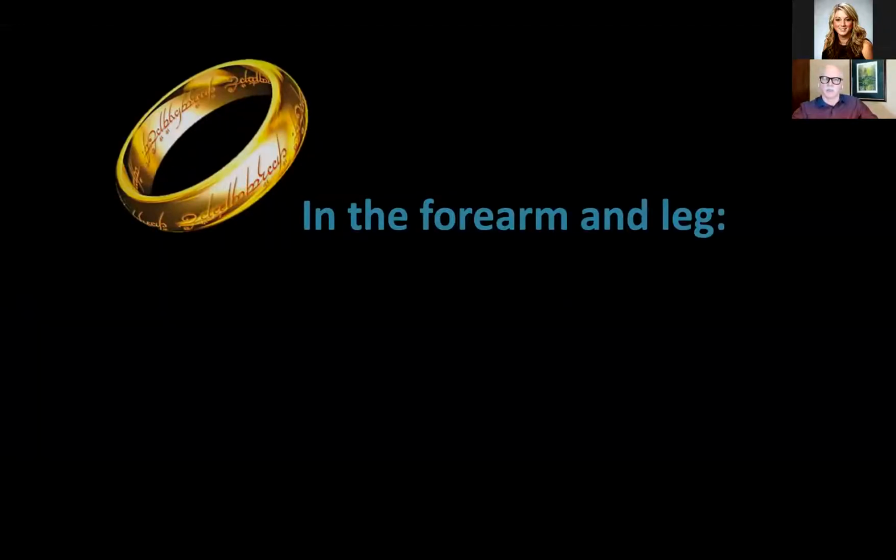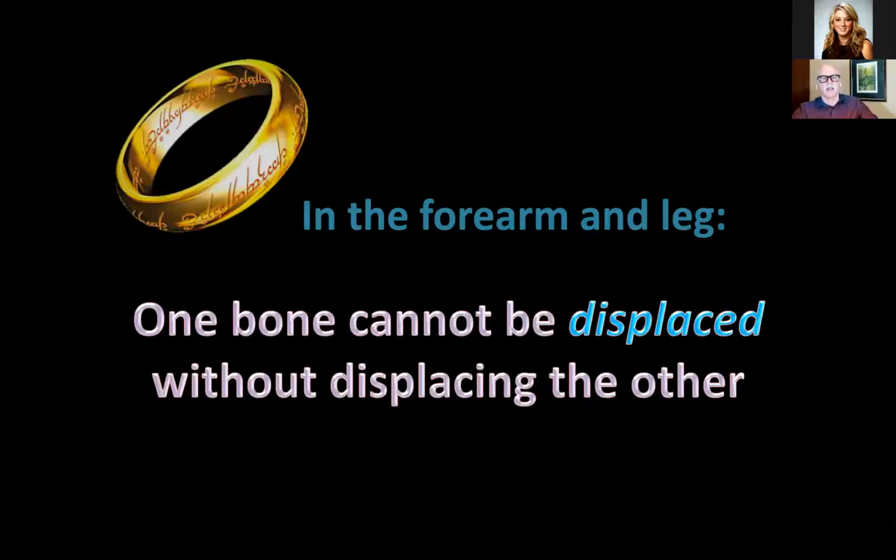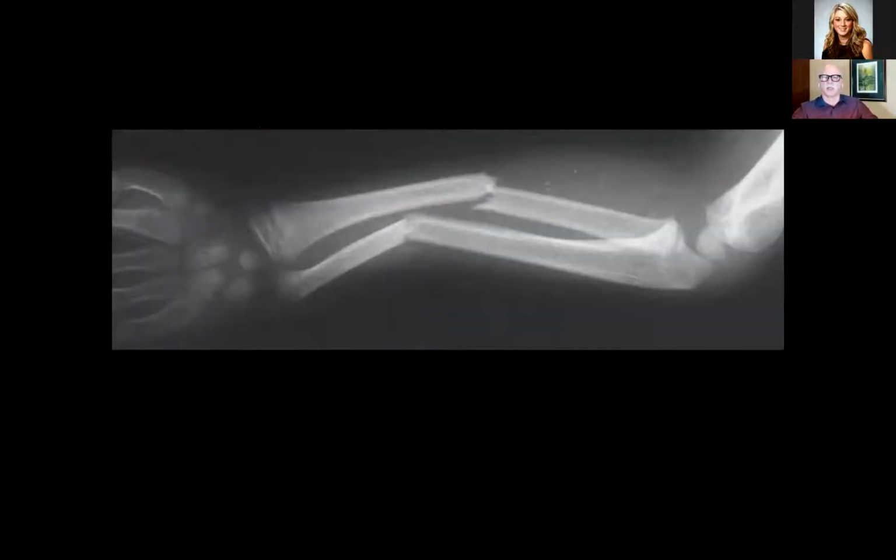So the rule is, in the forearm and the leg, one bone cannot be displaced without displacing the other. And the key is that word displacement. To displace one, you have to have done something to the other one to break the ring. So we'll look at a few examples of this.